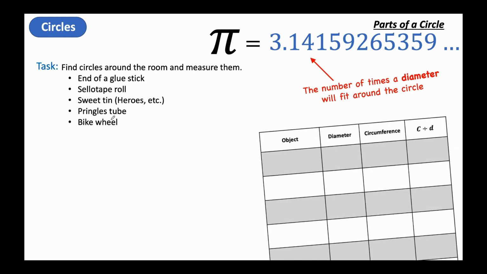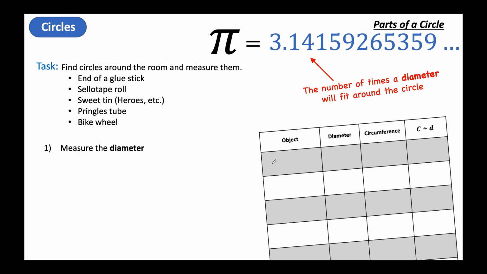And I want you to draw out this table. Now I will include a PDF of this table, so if you do have a printer at home you can print it, but I'm not expecting you to. You can just get your ruler, get your pencil or pen, and draw out a table with these columns. So the object, where you write down the name of the object, and then you've got 3 other columns there: diameter, circumference, and the thing I'll come to in a sec. Because this is what I want you to do. I want you to measure the diameter.